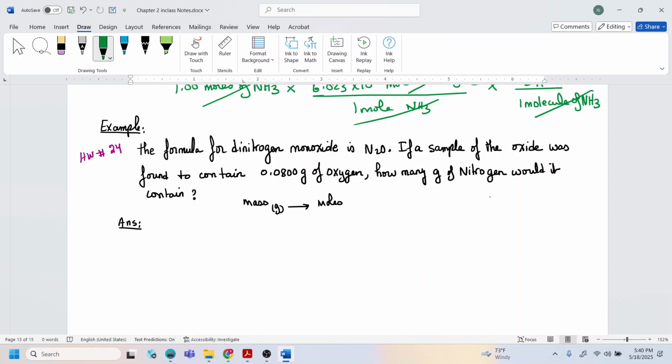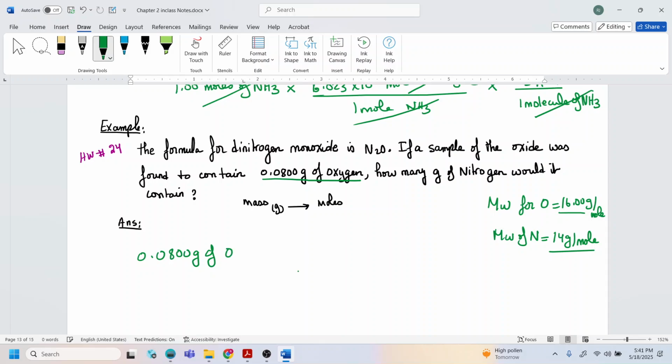You guys, the molecular weight for oxygen, that is 16.00 grams per mole. And you definitely need the molecular weight of nitrogen as well, which is 14 grams per mole. Okay, I'm getting those from the periodic table. So let's start over here. I am starting with the mass, which is the mass of the oxygen, 0.0800 grams of oxygen in there.